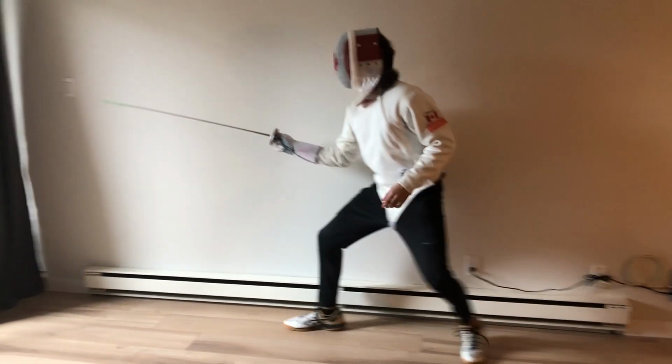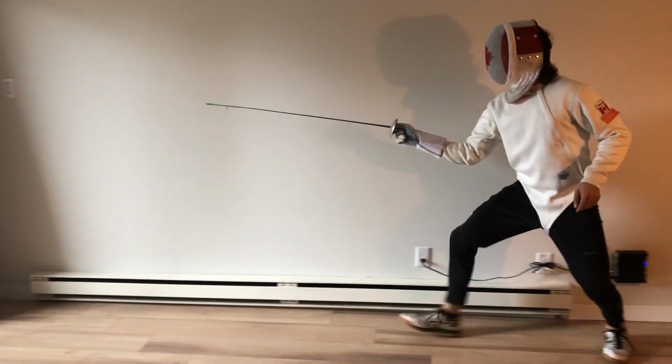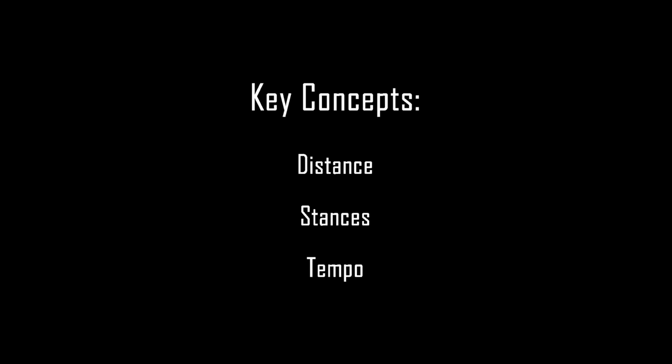In fencing, we can't dance circles around our opponent because we're only allowed to move forward and backward, but we can jump in and out of distance. Here we're going to touch on some of the concepts from our previous videos, namely distance, stances, and tempo, and compare them to how the mongoose does things.